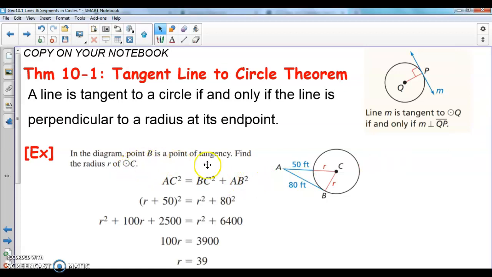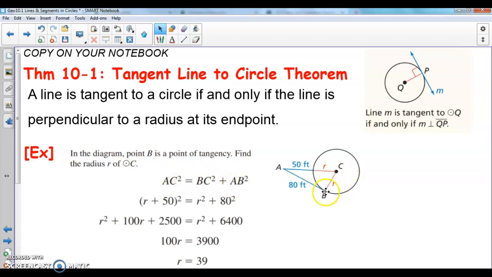In this example, we're given a circle with an unknown radius. The extensions outside the circle are 50 and 80 respectively. So since we know that a line that is tangent to a circle makes a perpendicular or 90-degree angle with a radius, we can conclude that angle B is a right angle. If angle B is a right angle, then we can conclude that triangle ABC is a right triangle. If it is a right triangle, we can use the Pythagorean theorem to solve for the missing dimensions.